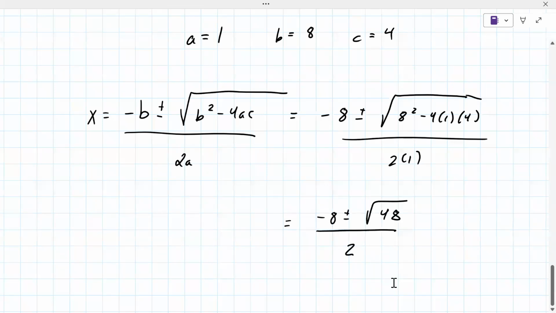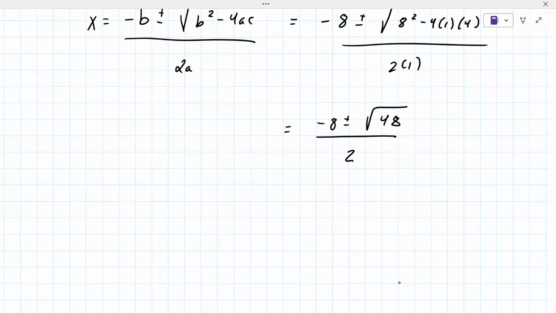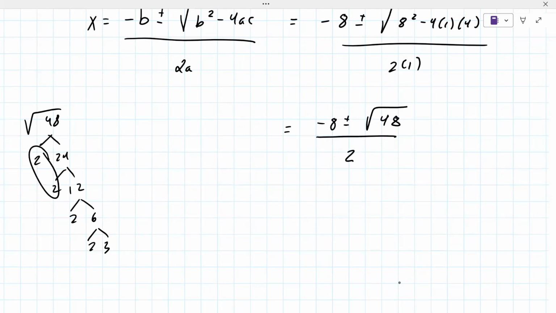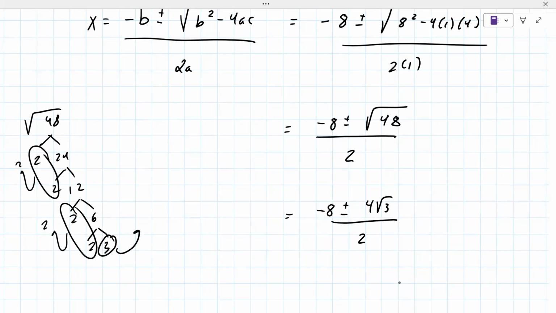Perfect. Okay, so let me show you off to the side how you reduce the square root of 48. It's 2 and 24, 2 and 12, 2 and 6, 2 and 3. If you remember, you circle pairs, and for each pair, you bring one out. So you bring a 2 and a 2 out. That's 4, and the 3 stays inside. So it's minus 8 plus or minus 4 square root of 3 over 2.